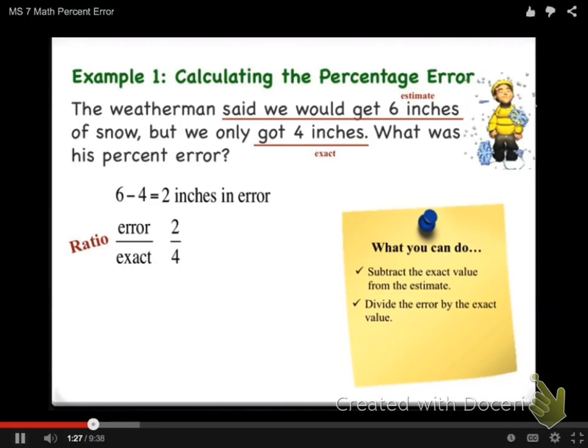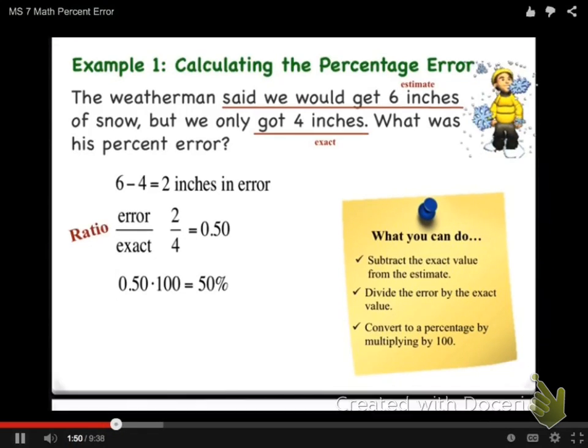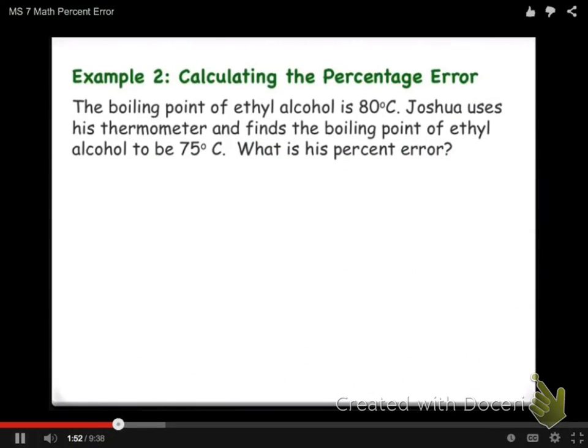What is 2 divided by 4? It is equal to 50 hundredths. Our last step will be to convert to a percentage by multiplying by 100. 50 hundredths multiplied by 100 is equal to 50%. The weatherman's percent error was 50%. Let's take a look at another example.